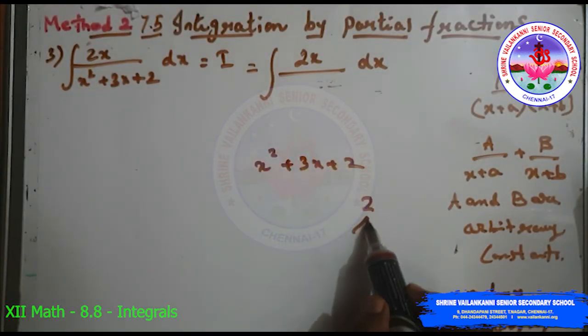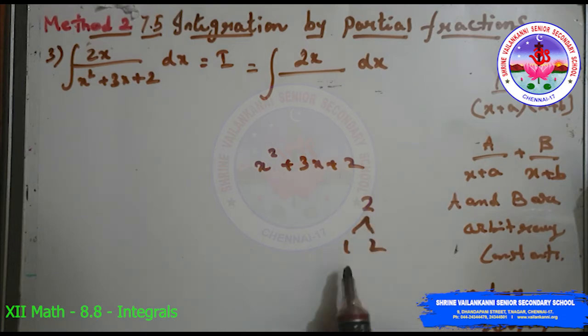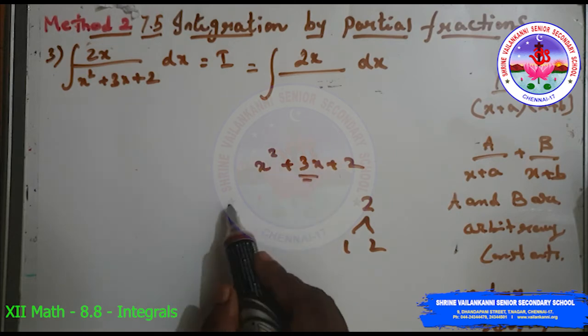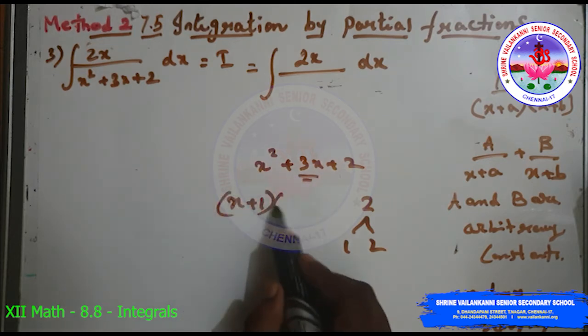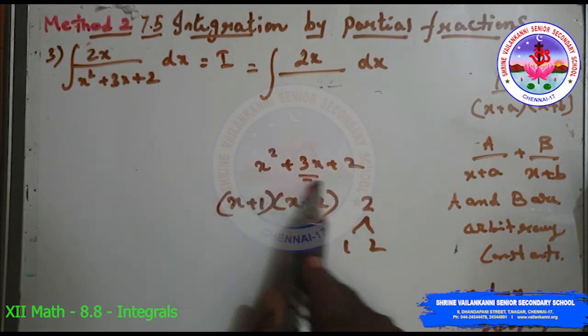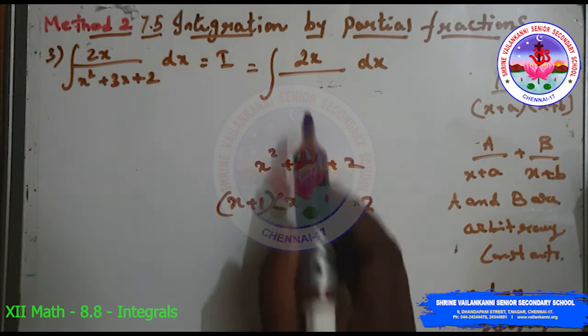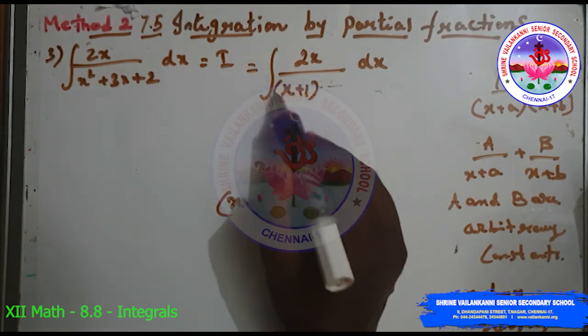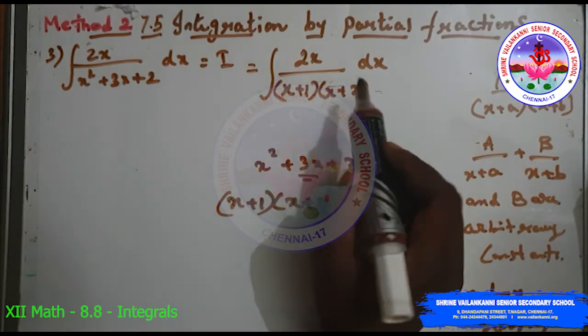The product is 2, so 1 into 2 is 2. When you multiply, the product is 2. When you add, the sum is 3. So x plus 1 and x plus 2. When we factorize this, we get two factors, x plus 1 into x plus 2 dx.